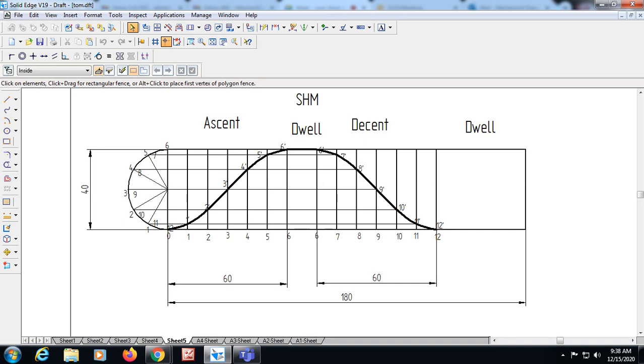Okay, so now based on this procedure, we have to draw the cam profile. That I will tell when we solve the problems. Okay, so first let us understand the different types of motion. Based on that I have explained both the things.